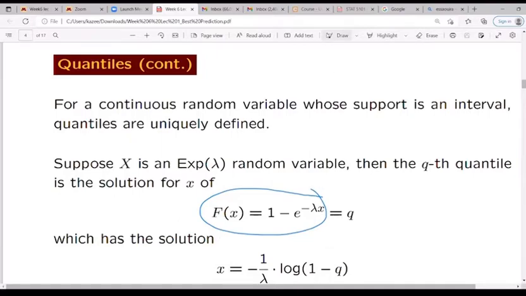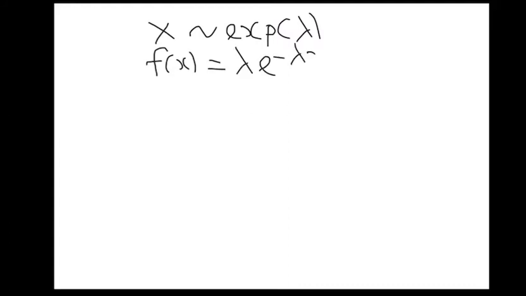I'm going to stop my share now. I told you, if you want to derive the quantile of any probability distribution, you need to first get the CDF of that particular distribution. So I'm going to share my whiteboard now. We're talking about a random variable X that follows an exponential distribution with parameter lambda. So what is the f of x? The f of x is basically lambda e to the power minus lambda x, where x is greater than 0.